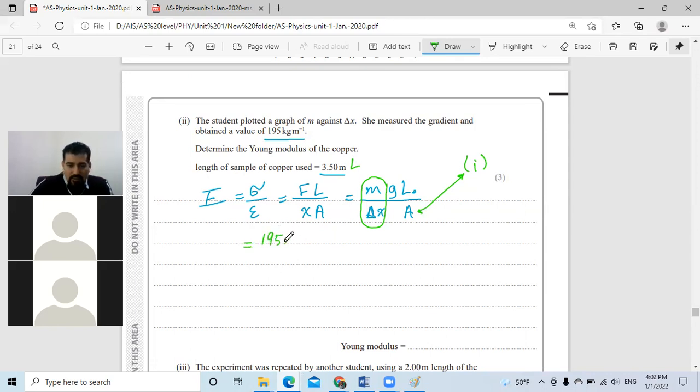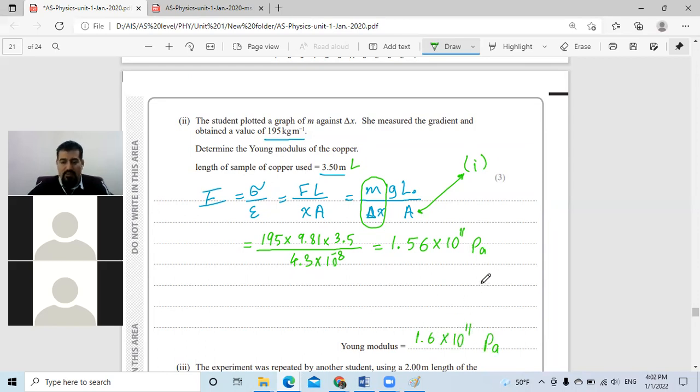195 multiplied by 9.81, multiplied by the length, which is 3.5 meter, divided by the cross-section area, which is 4.3 times 10 to the power of negative 8. We found it before. The whole answer by using a calculator will be approximately 1.56 times 10 to the power of 11 Pascal, or 1.6 times 10 to the power of 11 Pascal. You can write it to 2 or 3 significant figures.